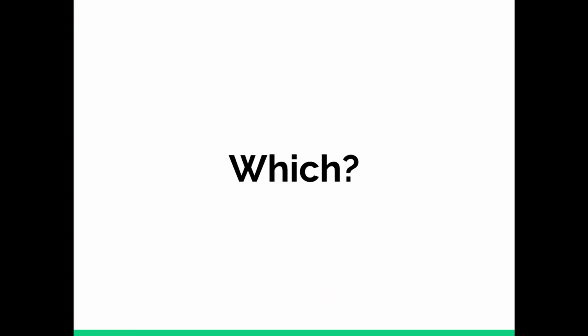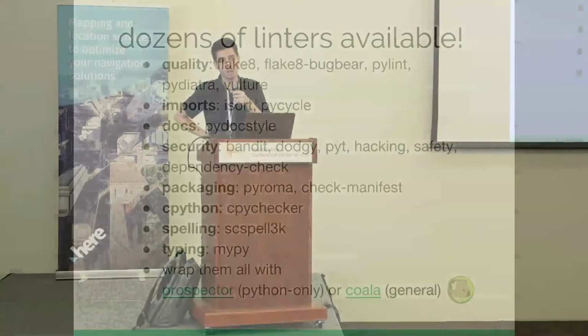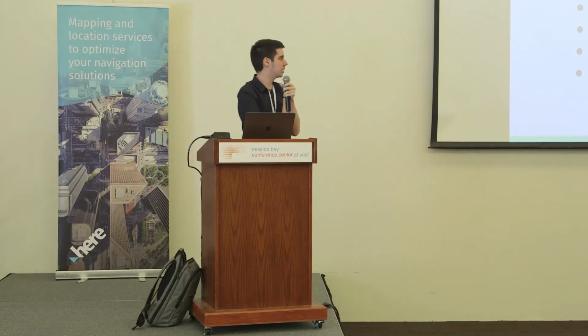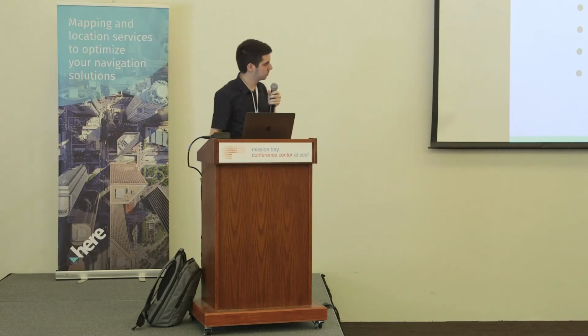And which linters we have out there, which linters we can use in our code. There are many linters available. Linters for quality, for imports, for security, for packaging. You can wrap them all with Prospector, which is a Python-only tool. Or if you have a multi-language project, like most web projects that are JavaScript and Python, or any other projects that have multiple languages, you can use Koala, which is also a Python-implemented linter wrapper, but it can run linters from all languages. It's a really nice tool.